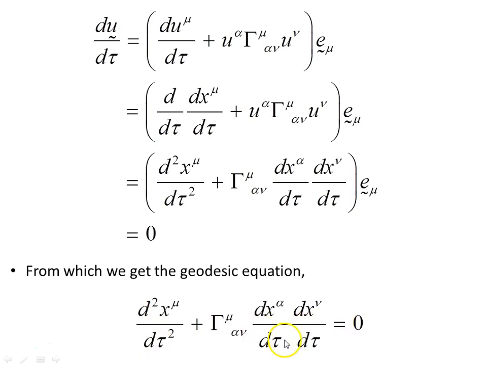Okay. In flat space, we only have this first part here. The basis vectors don't change. In curved space, the basis vectors change, and so we have to include this part here. This is due to the variation in the basis vectors.